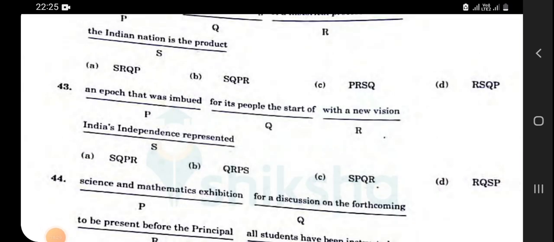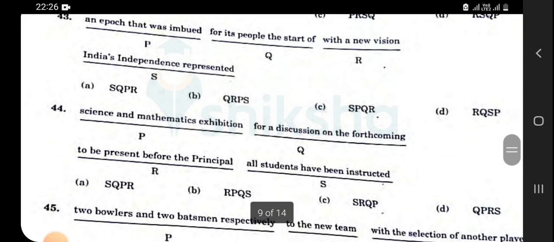So the answer for 43, I think it should be A. India's independence represented for its people the start of an epoch that was imbued with a new vision. So SQP should be the answer of 43, means A.